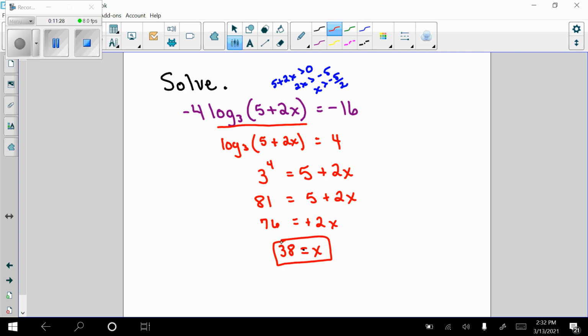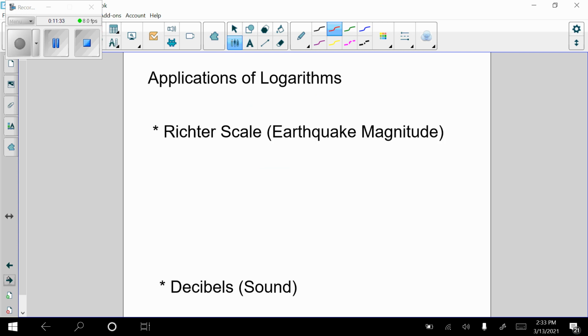So now the next piece of today's lesson is applications of logarithms. So we have two major applications of logarithms, and one is determining earthquake magnitude, and the other one is determining the decibel level of sound. So for earthquake magnitude, we have a formula, and its magnitude is equal to the log of I over I sub 0, and I'll define these variables for you.